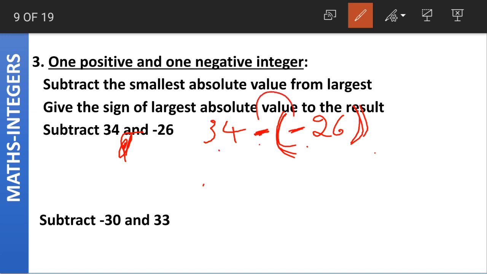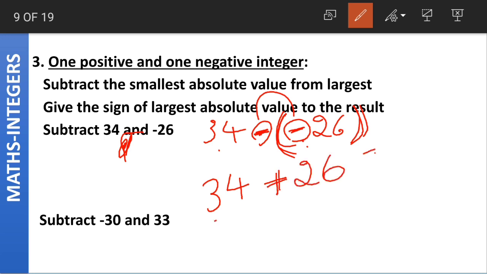Now what is minus into minus equal to? Minus into minus is equal to what? Is equal to plus. Both the signs are same. So when we multiply similar signs, the answer we get is positive sign. 34 plus the next integer is 26. What is 34 plus 26 equal to? 34 plus 26 is equal to 60.